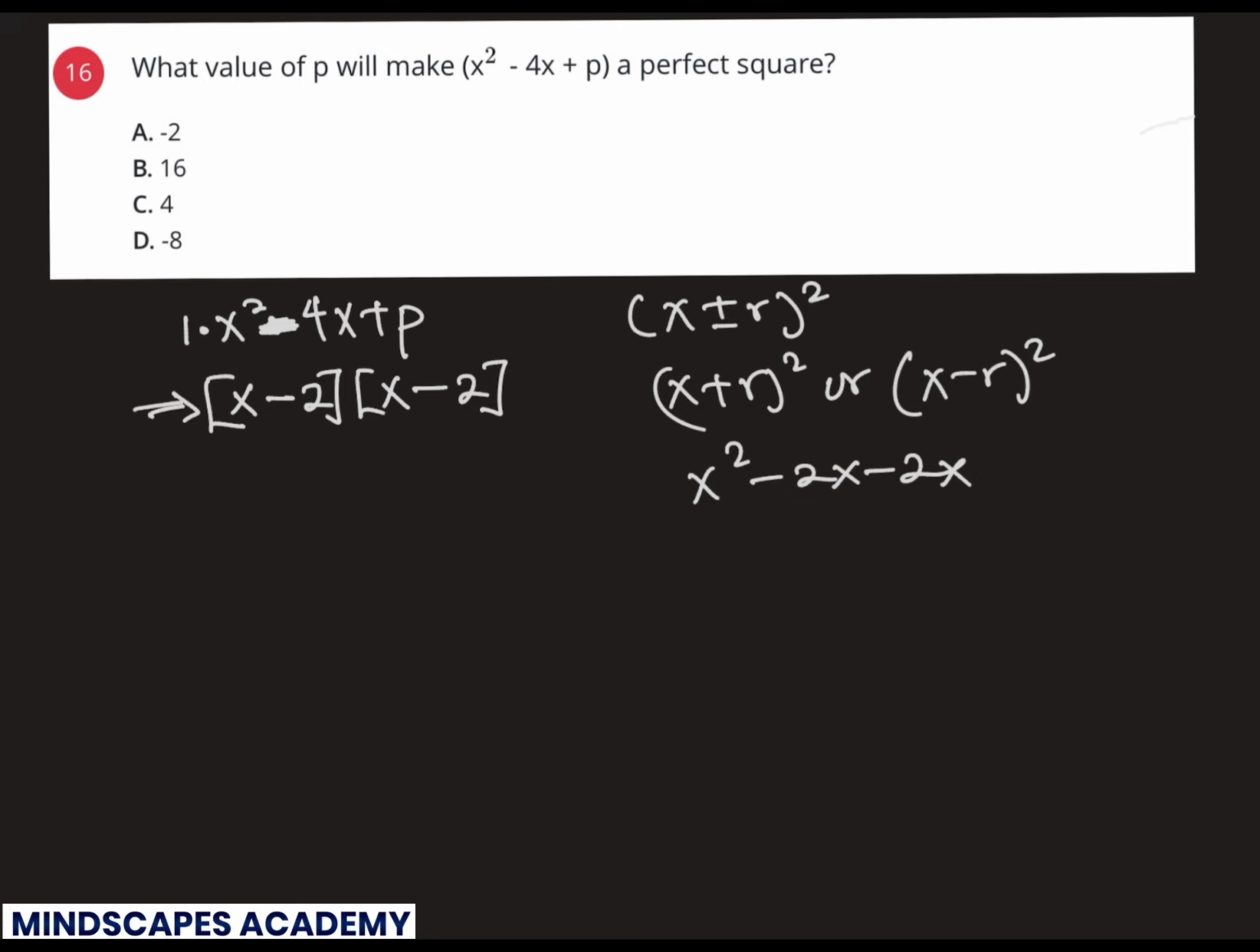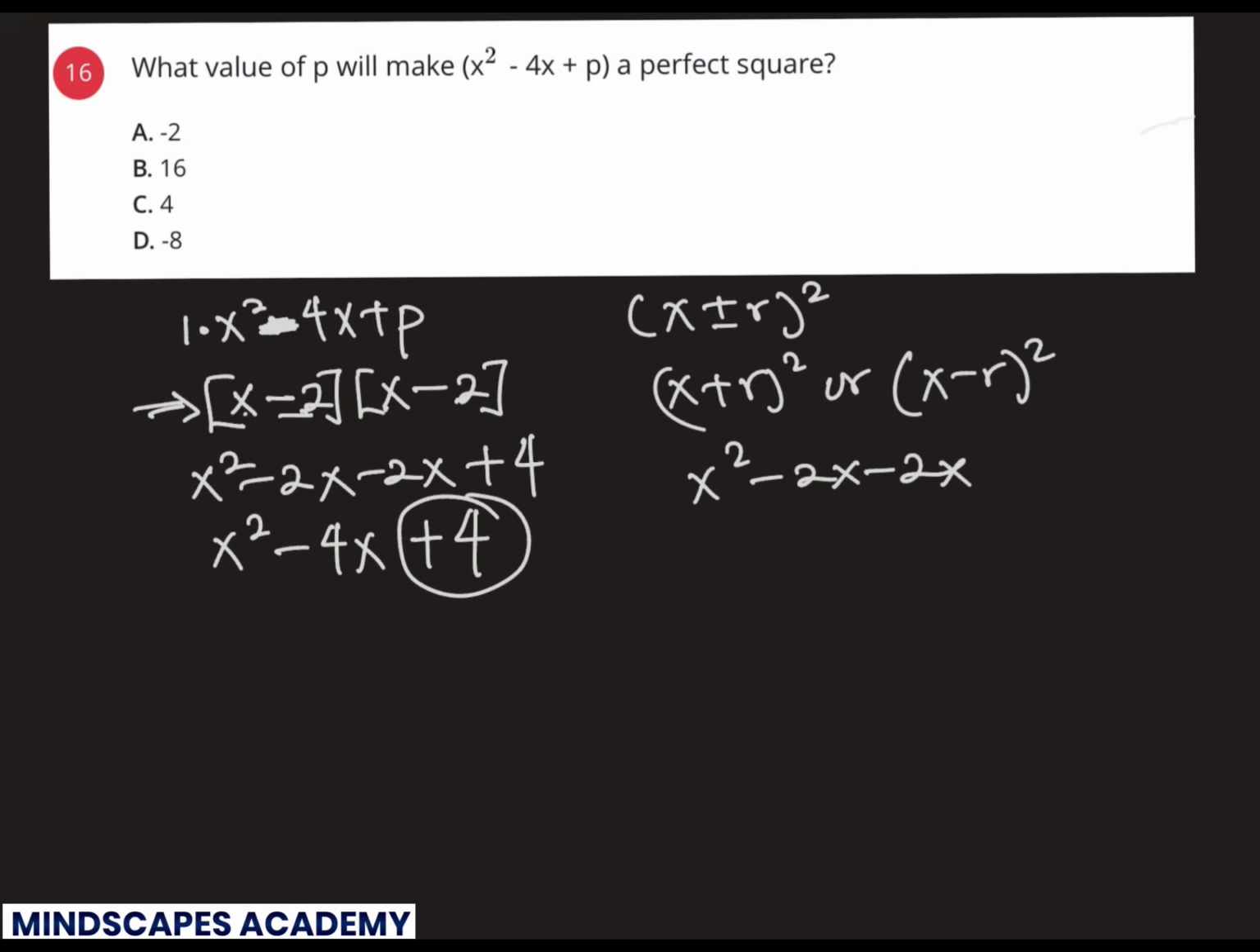So now if we expand this, we have x squared. x times this is negative 2x. Negative 2 times this is negative 2x. Negative 2 times negative 2 is positive 4. So we have x squared minus 4x plus 4. So now we know the value of our p. The value of our p is positive 4. Now that is the first approach.